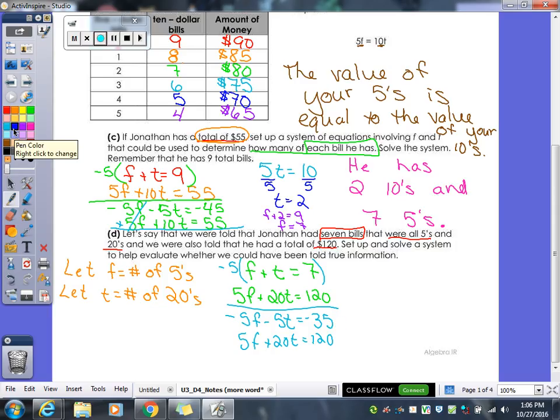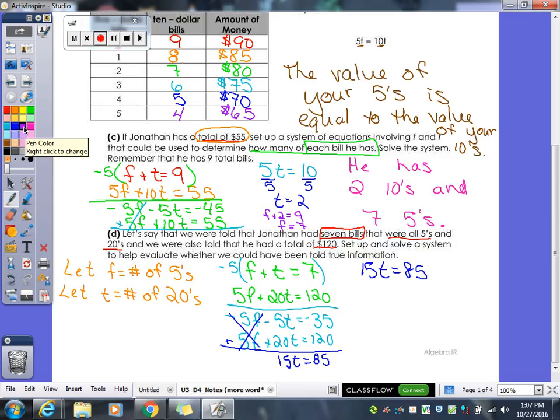And then I just rewrite my other equation underneath it, lining up my f's, lining up my t's, lining up my numbers. So when we add our 2 equations together, what happens again to our f's? They're gone. -5t plus 20t. And then -35 plus 20. Nope. 85. I'm going to move that up here. I'm kind of running out of space down there.